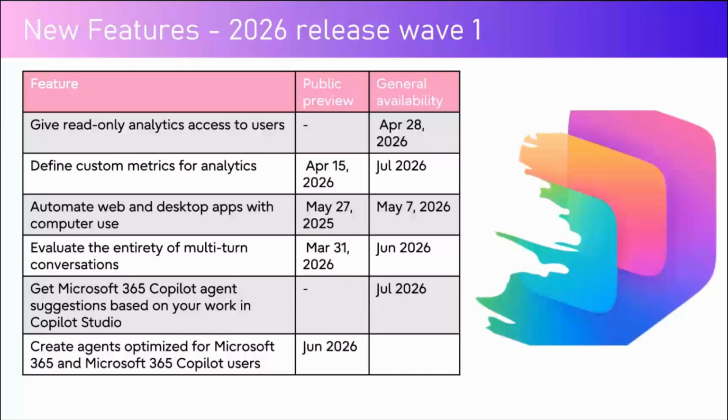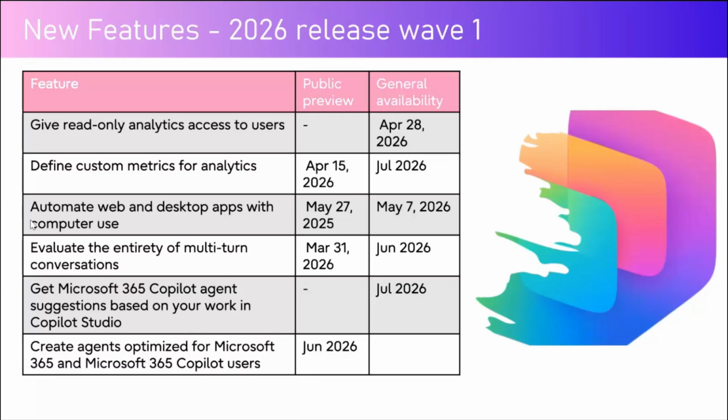So let's begin. The first feature I wanted to touch on is giving read-only analytics access to users. That is now already available for use. So I'll show you what it means and how you can use it. Basically, the analyst role allows you to share agent analytics without giving editing or modification permission for the agent. So you can share your agent analytics with your team, but still keep control so there is no risk of accidental changes by other team members that you don't want.